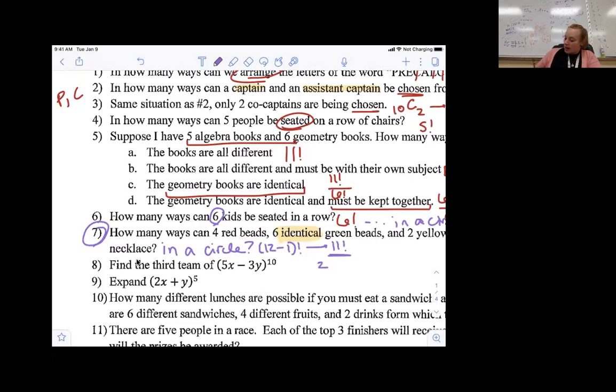So I divide by 2, and then I also divide by any repeats. The only repeat I have is 6 identical green beads. So I'm going to do divided by 6 factorial. So 11 factorial divided by 2 times 6 factorial is my answer for how many ways we can arrange this necklace.